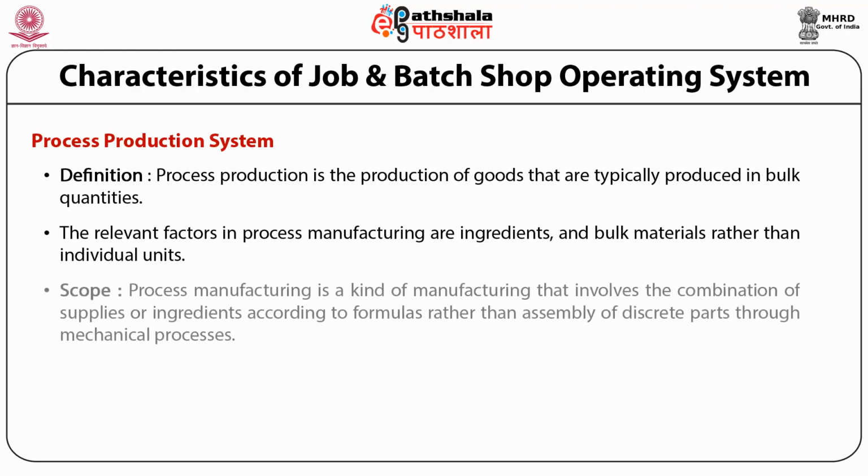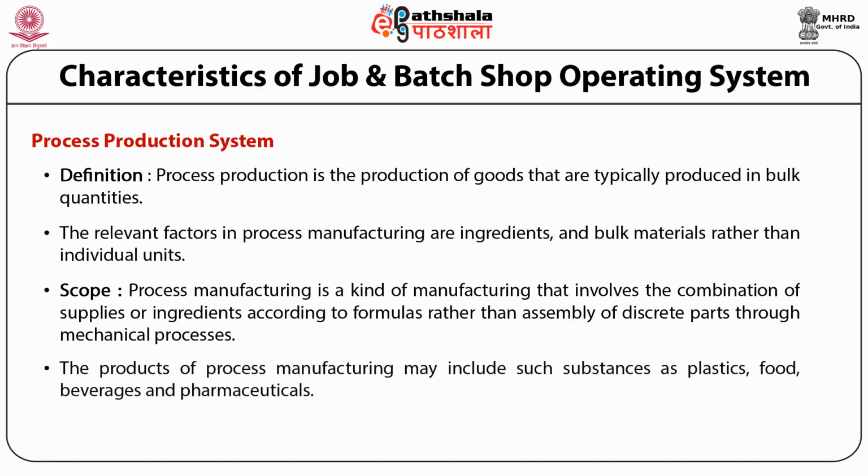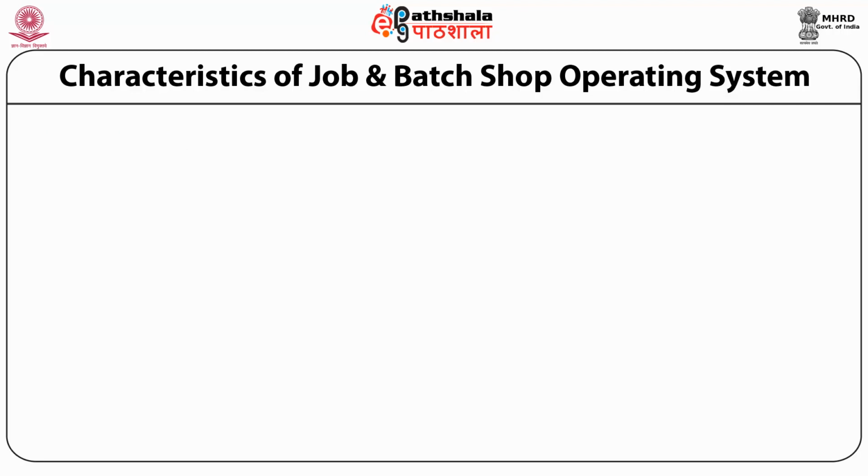Scope of process production system. Process production system or process manufacturing is a kind of manufacturing that involves the combination of supplies or ingredients according to a formula rather than assembling of discrete parts through mechanical processes. The products of process manufacturing may include such substances as plastic, food, beverages and pharmaceuticals.